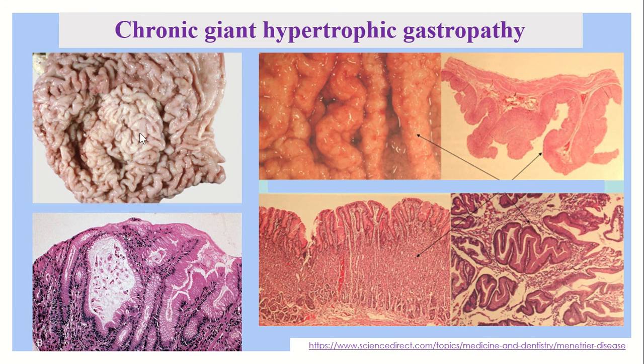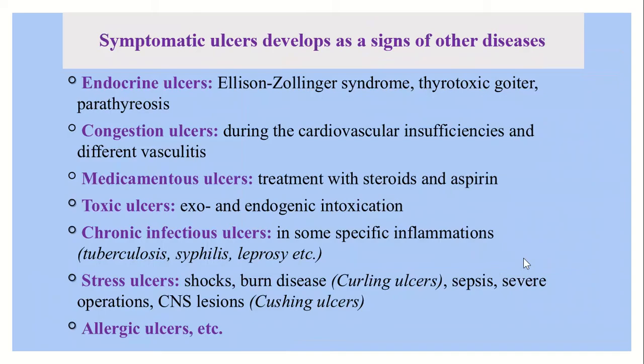This slide illustrates the gross pathology of the Menetrier disease or the chronic giant hypertrophic gastropathy. Also here we see with you the histologic features of the chronic giant hypertrophic gastropathy. You see here the hypertrophy of the gastric foveolae.